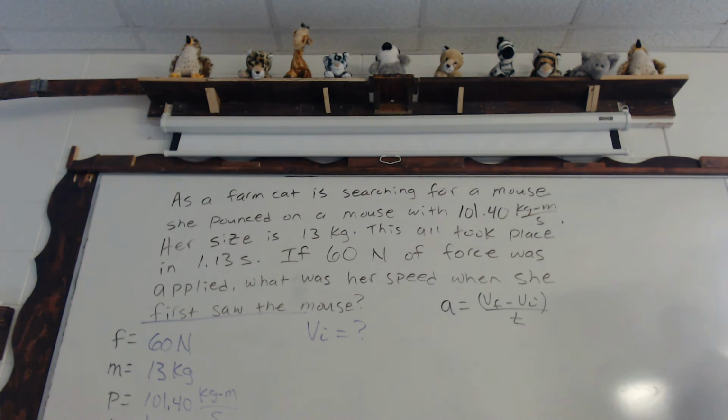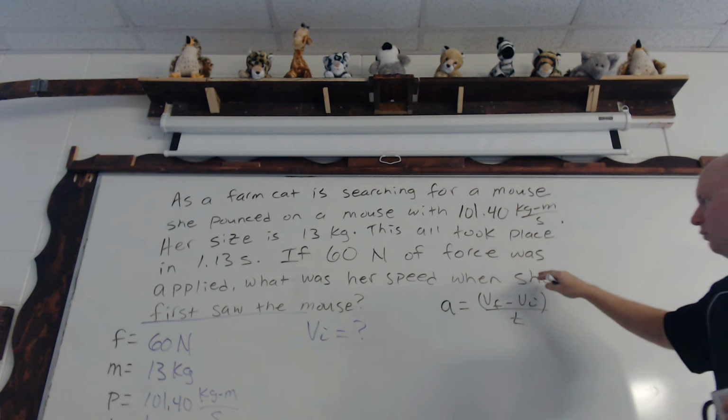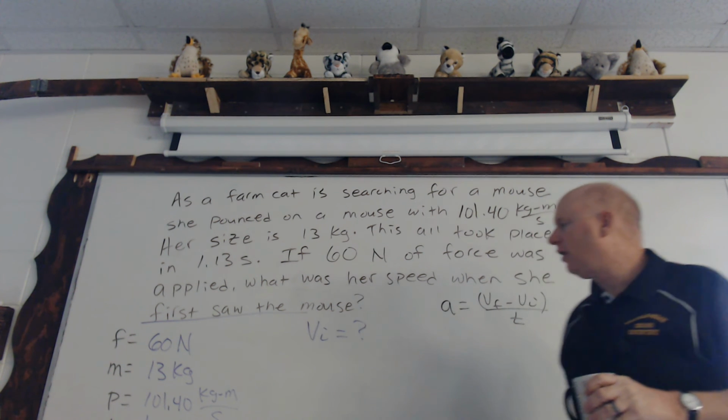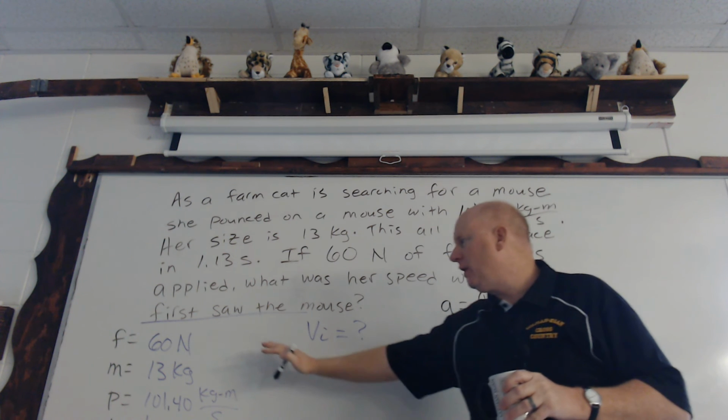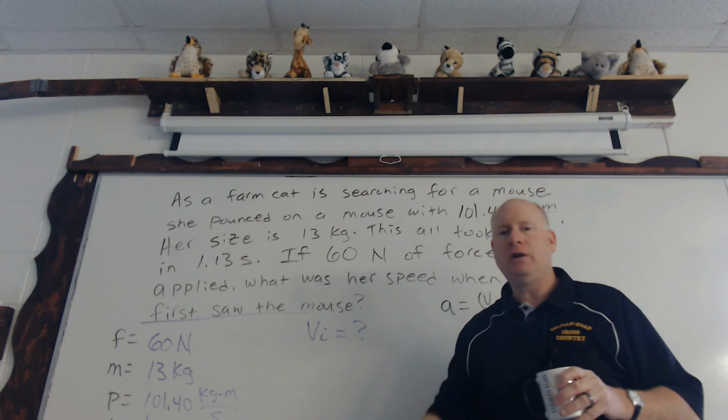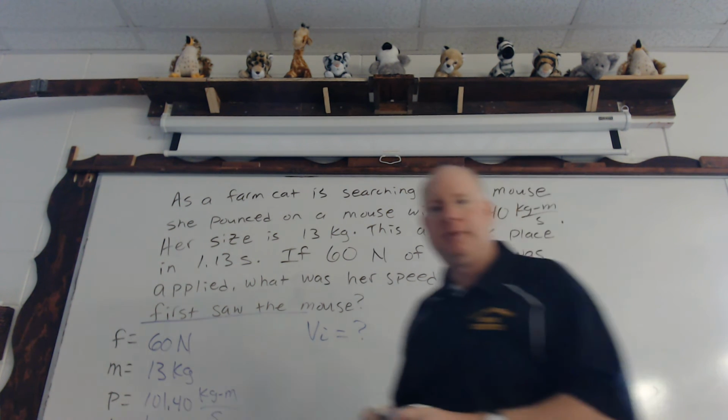So again, we're looking for this variable. We want to know how fast she was moving when she saw the mouse. But we do have some information here that we can apply. There's two different ways that we can approach this problem.